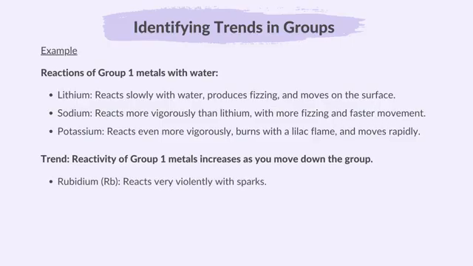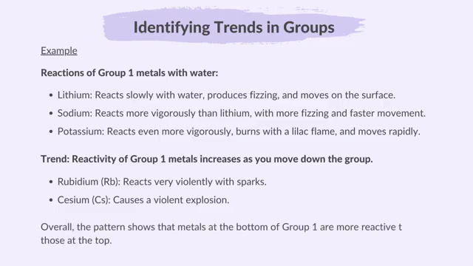Rubidium reacts very violently with sparks. The reaction is more vigorous compared to potassium. And cesium causes a violent explosion. Overall, the pattern shows that metals at the bottom of group 1 are more reactive than those at the top. That concludes part 1 of topic 8, the periodic table.